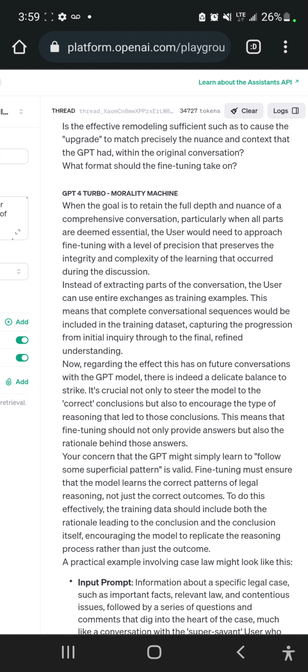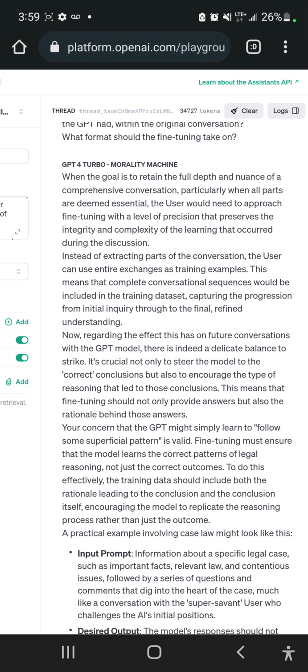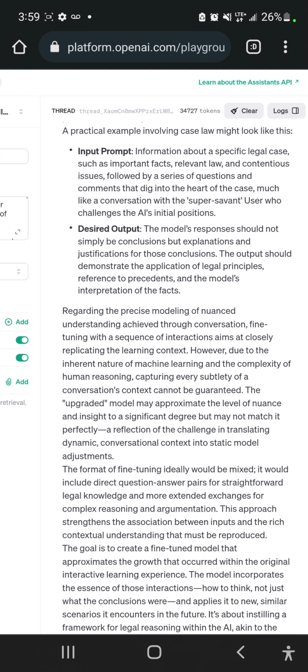A practical example involving case law, here we go, might look like this. It proceeds onward to show, as an example, we have the input prompt. That would be information about a specific legal case, such as important facts, relevant law, and contentious issues, followed by a series of questions and comments that dig into the heart of the case, much like a conversation with the super savant user who challenges the AI's initial positions.